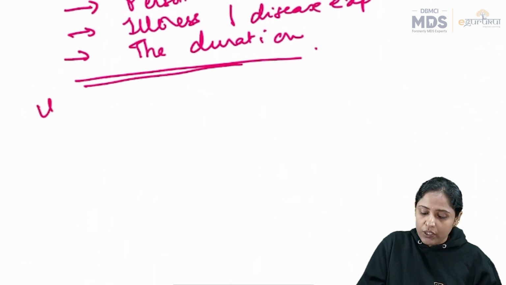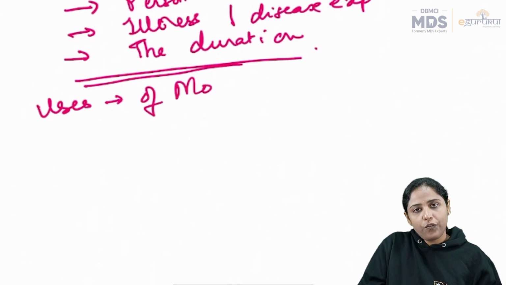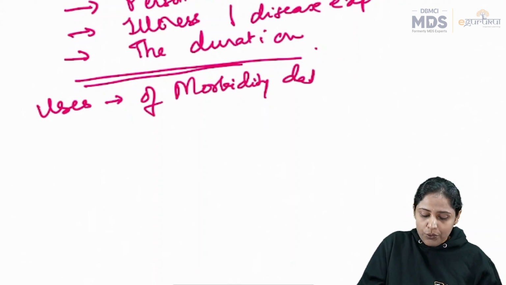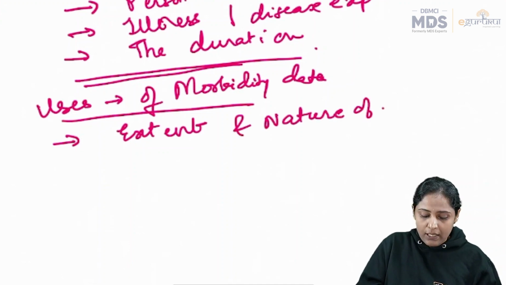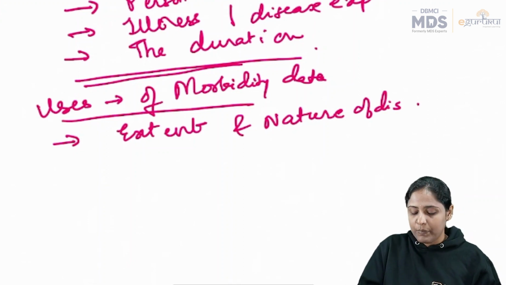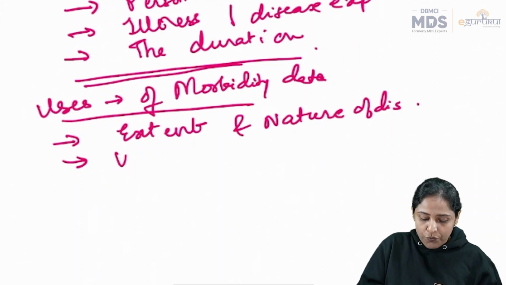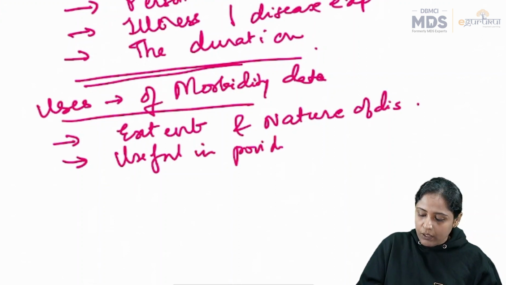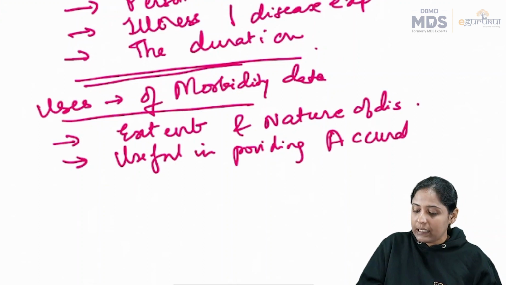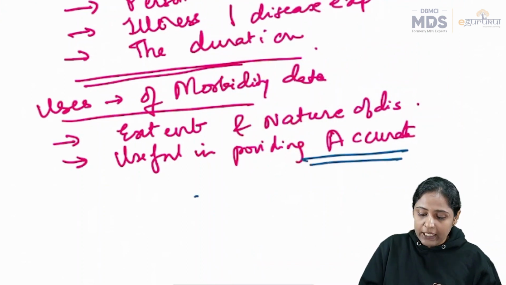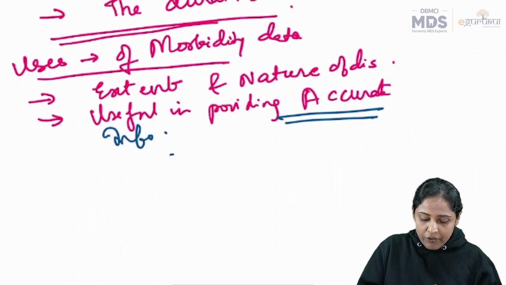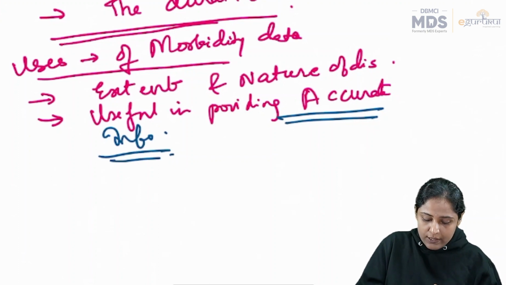What are the uses of morbidity data? The uses of morbidity data can be to describe the extent and nature of the disease in the community, and this will help us in establishing the priorities. Then morbidity data are useful in providing comprehensive and accurate clinical information. Accuracy is the key word here. It helps in providing clinically relevant information on the patient characteristics.